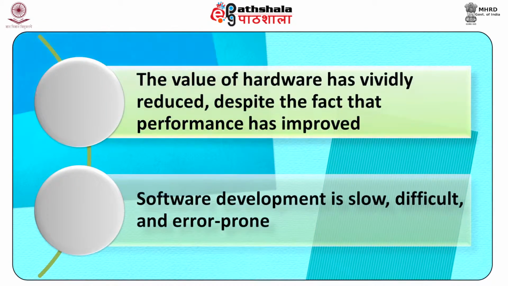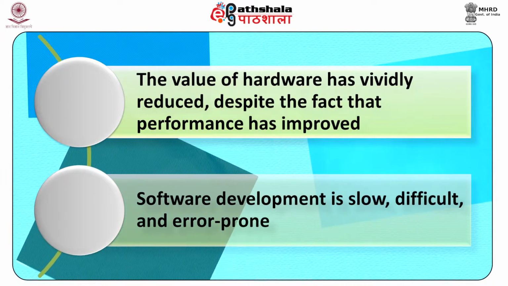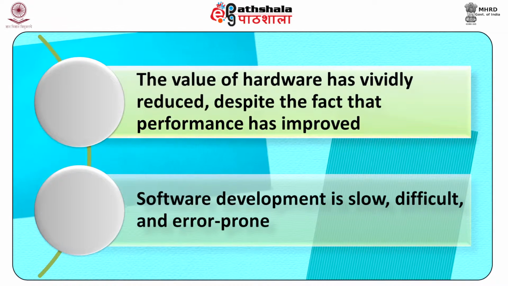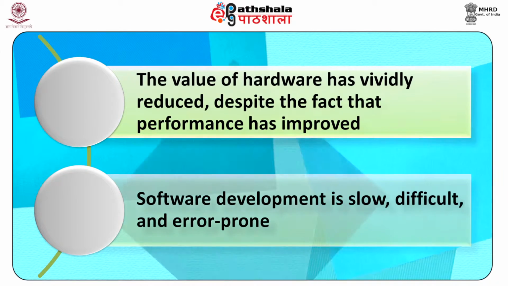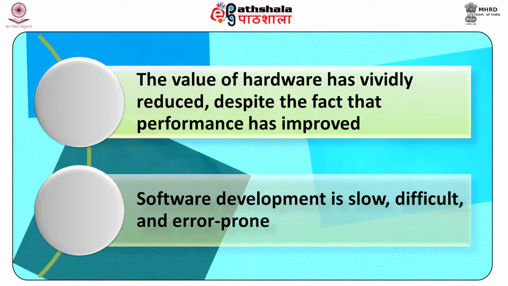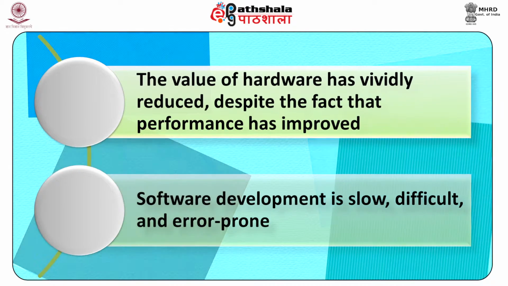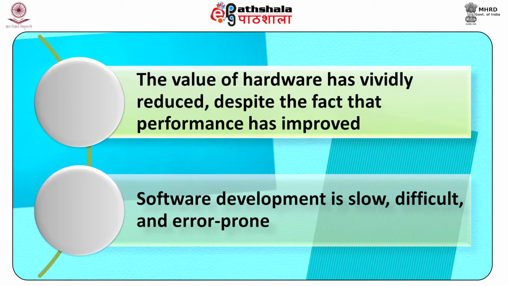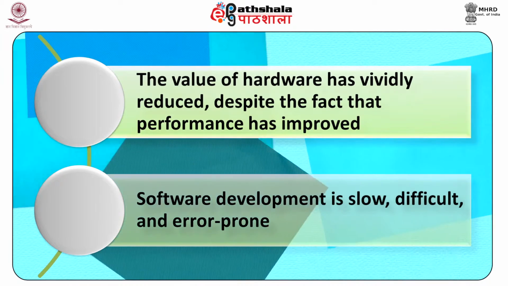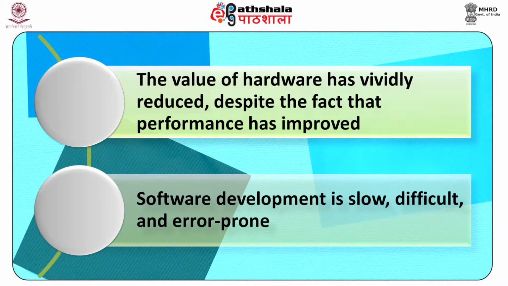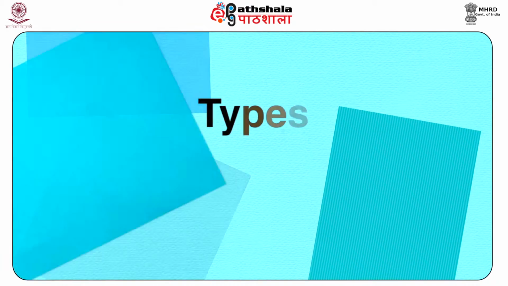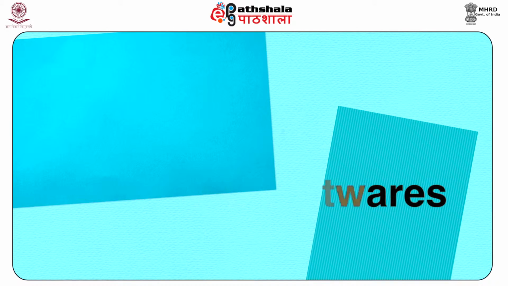First, the cost of hardware has sharply reduced, despite the fact that the performance of hardware has exponentially improved. Second, constructing applications, a process called software development, is slow, difficult, and error-prone. Software is therefore costly and getting more so as its difficulty grows. Next is types of computer softwares.